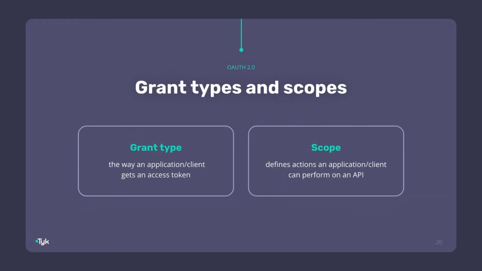There are also two other concepts here, which are grant types and scopes, which we need to be aware of, especially around OAuth 2.0. Grant type is the way an application or client gets an access token. There are a few different grant types and mechanisms that we are going to be looking at. There are 4 of those, and we're going to be looking at 2 of the most popular ones shortly. Now, scope defines the actions an application or client can perform on an API.